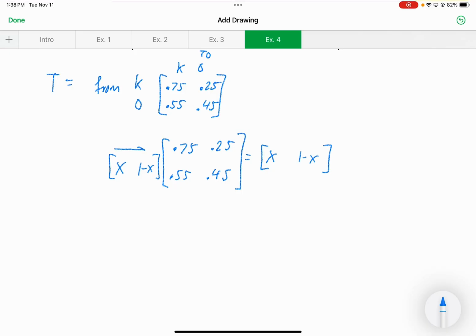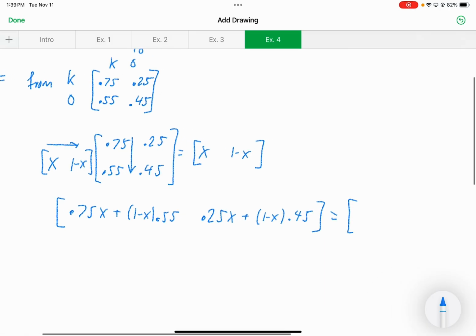All right, so X times 0.75 plus 1 minus X times 0.55. So that's my first entry. And then my second entry would be X times 0.25, so 0.25X plus 1 minus X times 0.45. Now I know that that is going to equal my steady state matrix, which is again X and then 1 minus X.